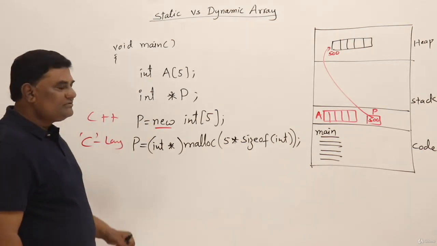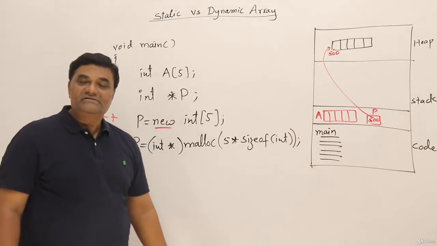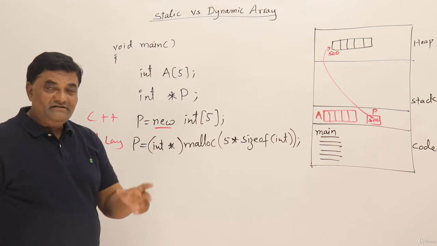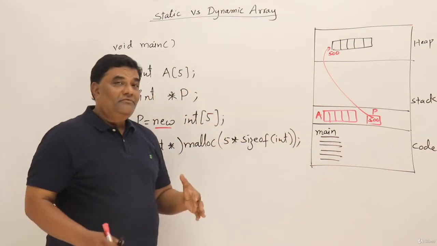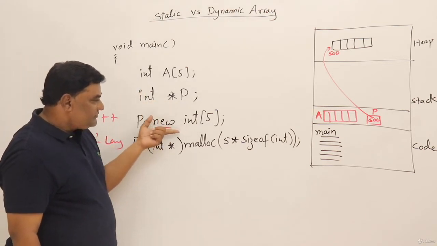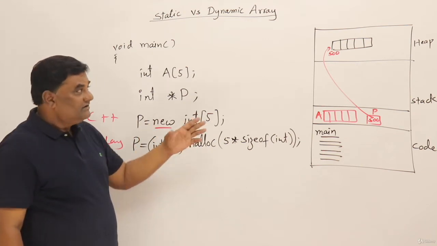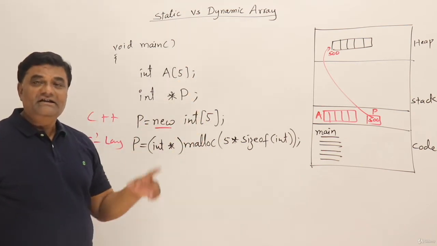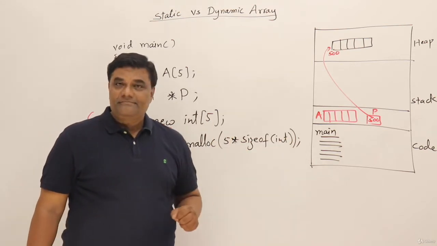New is the operator used in C++ and malloc function is used in C language. So once again, when you declare a normal array, then it will be created inside stack. When you want an array in heap, then you must have a pointer and then you should allocate the memory either using new operator or using malloc function. It will be created in heap, and the heap memory can be accessed indirectly with the help of pointer.